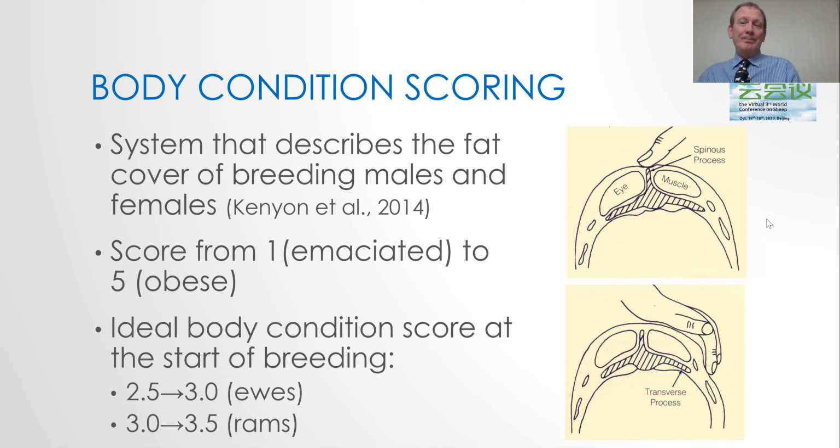Now, in an ideal world, we'd like these ewes at the start of the breeding season to be in a weight gaining condition, moving that body condition score from a 2.5 to a 3. The rams, of course, because we expect them to work a lot harder than an individual ewe during the breeding season, we'd like them to start the breeding season with a little bit of extra fat on their back, because a sexually aggressive ram is going to be losing weight during the breeding season.